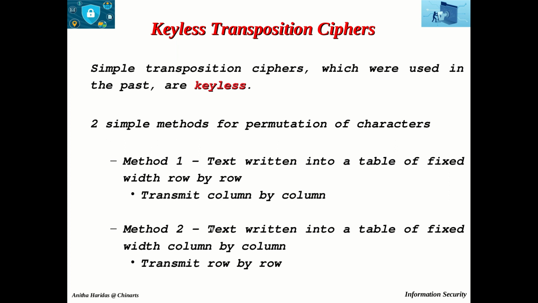I repeat, in the first method, the text will be written into a table row by row where the width will be fixed, and then we transmit it column by column. Whereas in the second method, the plain text will be written into a table column by column of fixed width, and then we transmit it by row to get the cipher text. So these are the two methods popularly used, and we call it keyless transposition cipher.